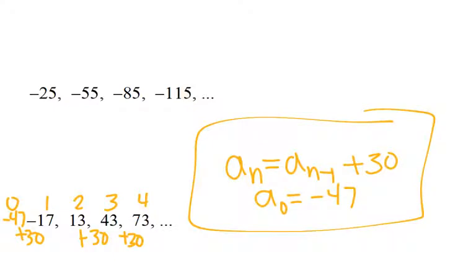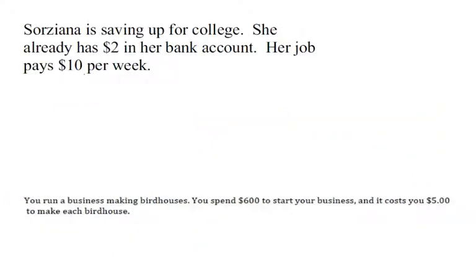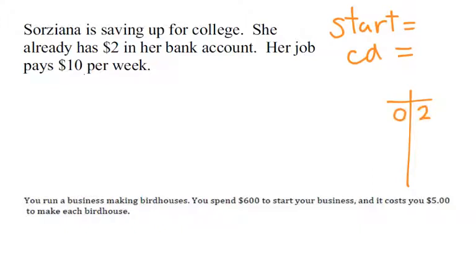When we have a pattern, when we have a sequence of numbers. Okay, now what about if we have a story problem? Okay, same idea. Where did we start? And what's our common difference? How's it growing? Okay, if we have those two, and if we need to, make a table and say, Sorziana is saving up for college. She already has $2 in her bank account. Okay, so she hasn't started saving. She's already got $2. Her job pays $10 per week. So we would be able to add $10 each week, right?